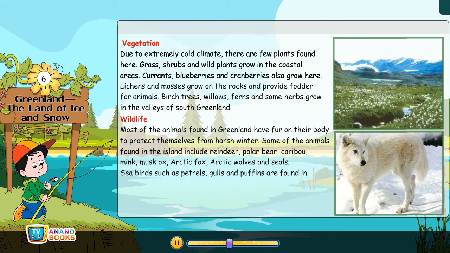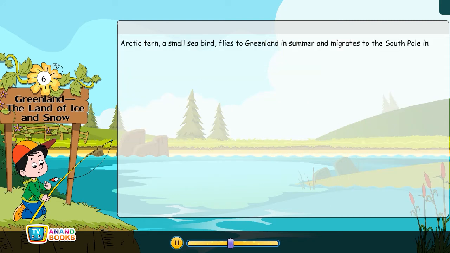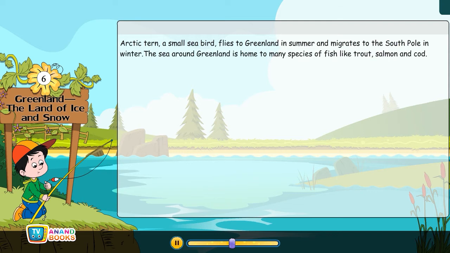Seabirds such as petrels, gulls, and puffins are found in Greenland. Arctic tern, a small seabird, flies to Greenland in summer and migrates to the South Pole in winter. The sea around Greenland is home to many species of fish like trout, salmon and cod.